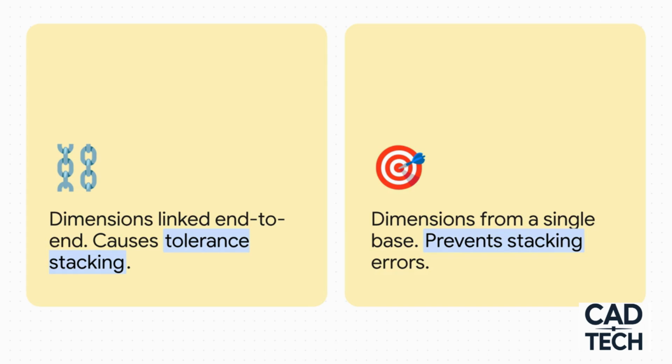Now on the right is datum dimensioning. Here, all measurements are pulled from a single anchor point, or a datum. This is almost always preferred because it completely prevents those tolerances from stacking up, and as a bonus, it makes measuring the final part with calipers significantly easier for the inspector.